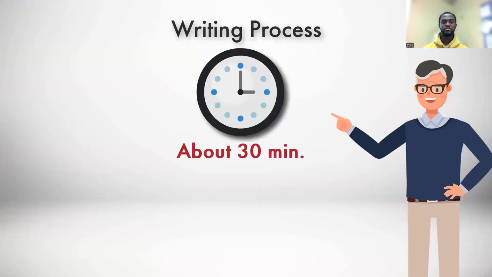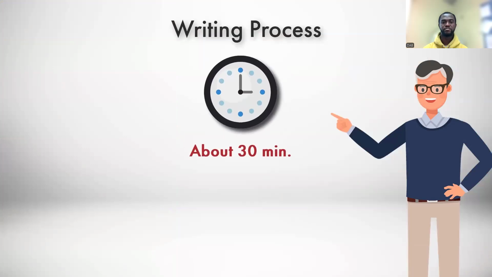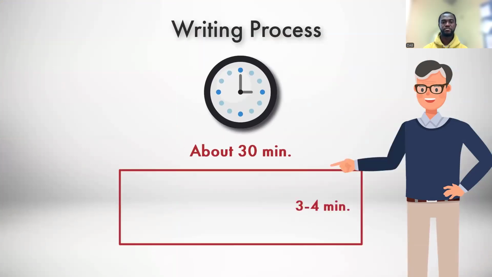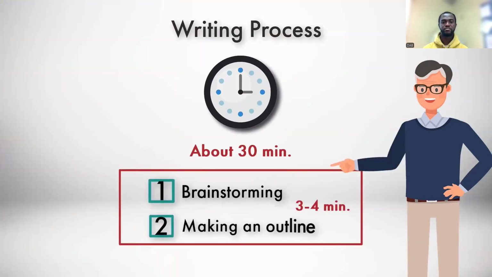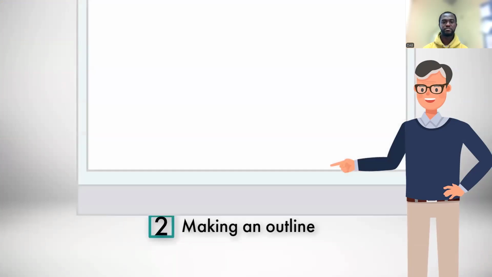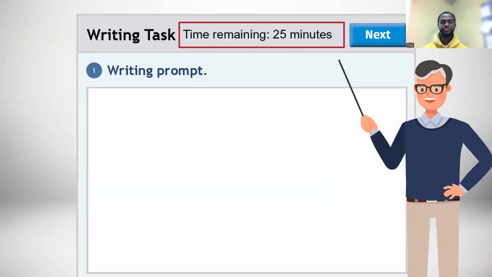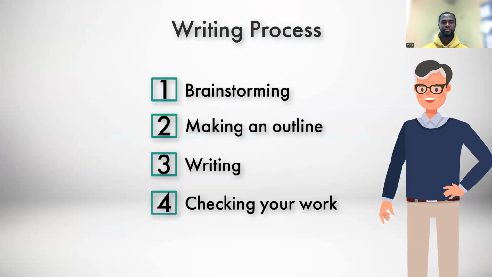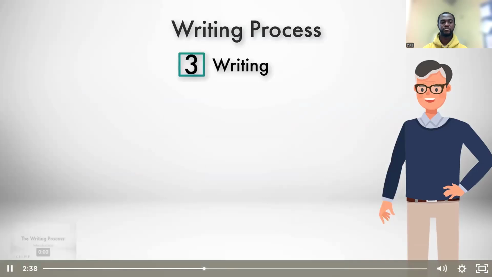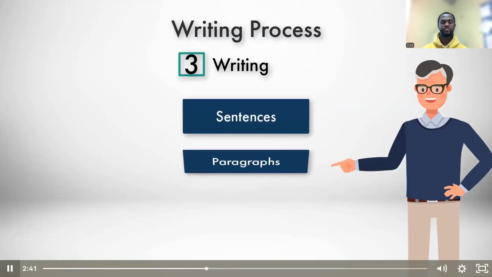You have about 30 minutes to complete each task, so you could give yourself about 3 to 4 minutes to do some brainstorming and make an outline. Watch the timer to make sure you don't spend too much time on these steps. Once you have completed your outline, you will be ready to start writing, which will be a process of turning your notes into sentences and paragraphs.